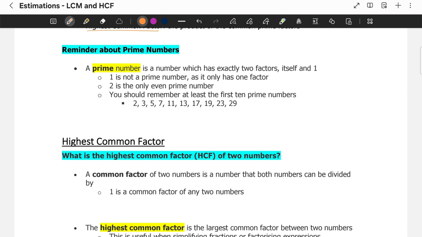1 itself is not a prime number since it's only divisible by 1 and not something else. 2, however, is a prime number. So you should know maybe the first 5 or 10 prime numbers, right? For example, 2, then 3, 5, 7, 11, 13, 17, 19, 23, 29. When we look at these, we realize that you can only divide 1 and that number without leaving a remainder, not something else. For example, 3 can only be divisible by 1 and 3 without leaving a remainder. Anything else would otherwise leave a remainder.